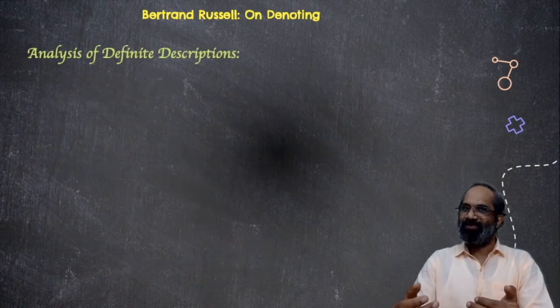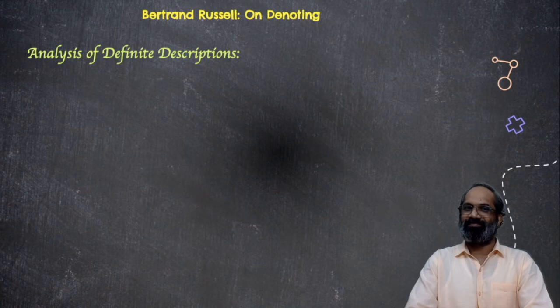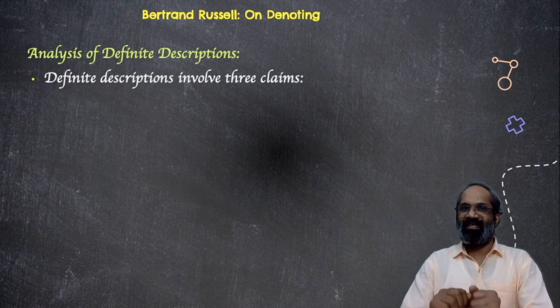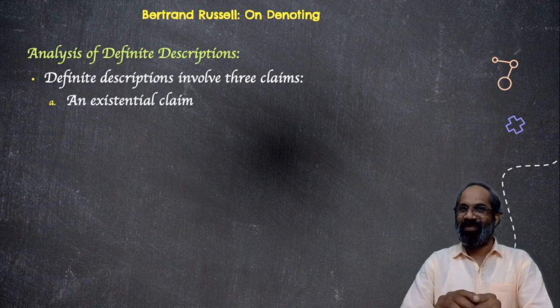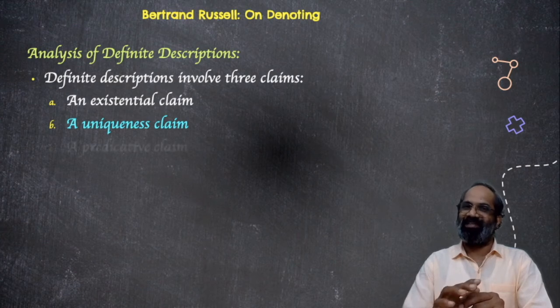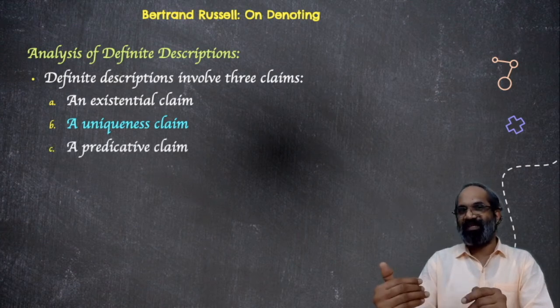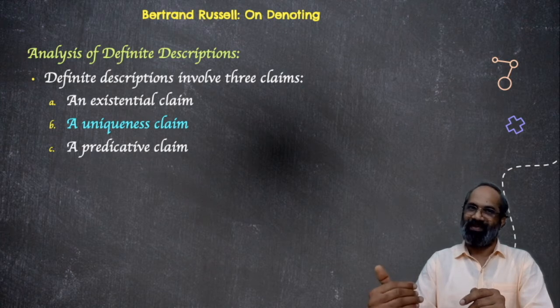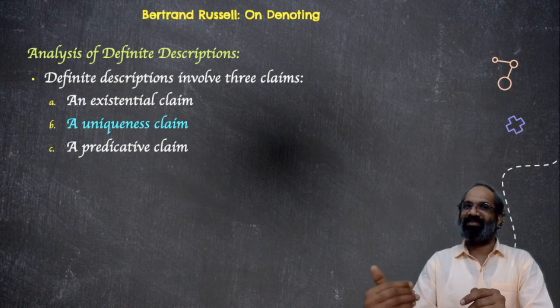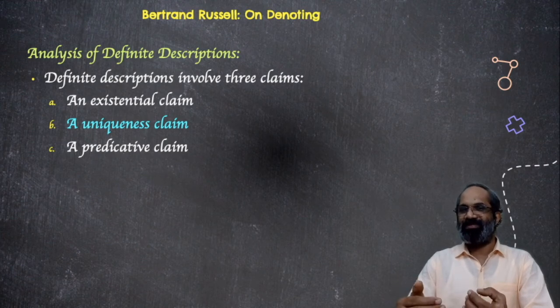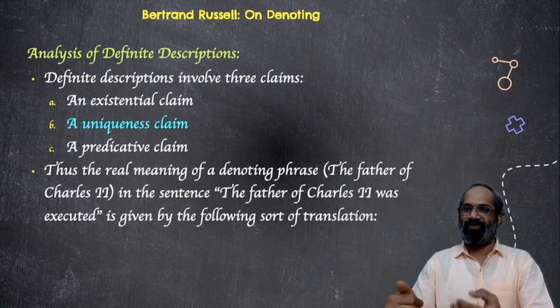Now we'll move on to the definite description. In definite description, unlike indefinite description, there are three claims. The first one is, as earlier, an existential claim, the second claim is a uniqueness claim, and the third claim is again, as earlier, a predicative claim. So there are three claims in the case of a definite description: an existential claim, a uniqueness claim, and a predicative claim. And if you apply this theory to the statement, "The father of Charles II was executed."